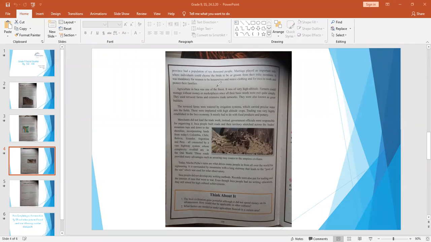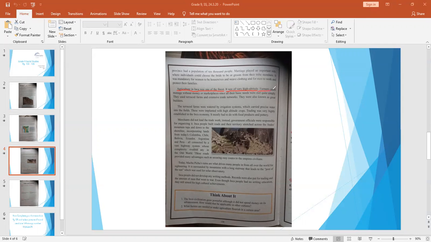Agriculture in Inca was one of the finest. So agriculture is farming, remember? It was one of the best, they're saying, in the Inca civilization. It was of very high altitude, okay? It was very high up in the land. Farmers could manage without money or marketplaces since all their basic needs were met quite simply.